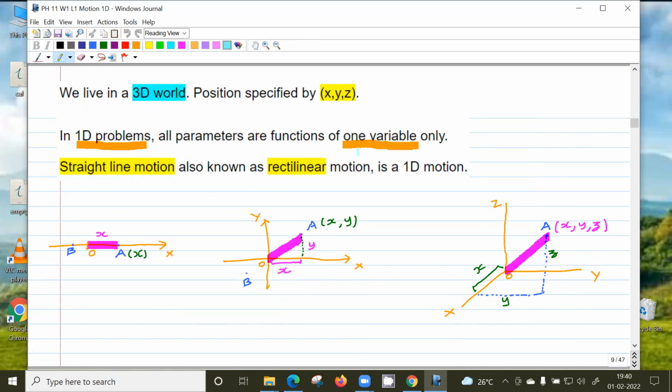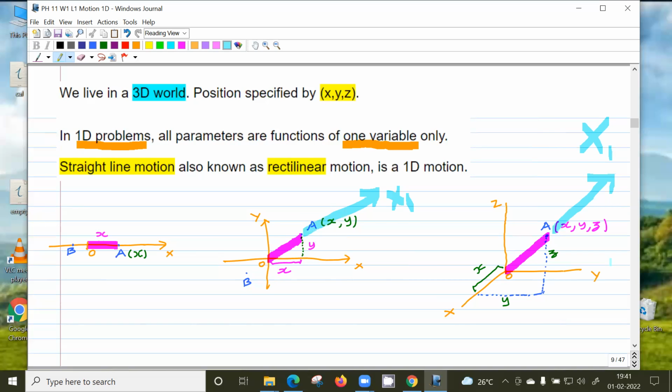What does a 1D problem mean? This will be in one variable only. Straight line motion, also known as rectilinear motion, is a 1D motion. So this is a 1D motion which is along the x-axis. This is also a 1D motion, but it's in some general direction. If we define a new axis like this, say x1, then it will be a 1D problem. It will depend only on x1. Similarly, if I define a new axis in this direction as x1, then it will become a 1D problem.